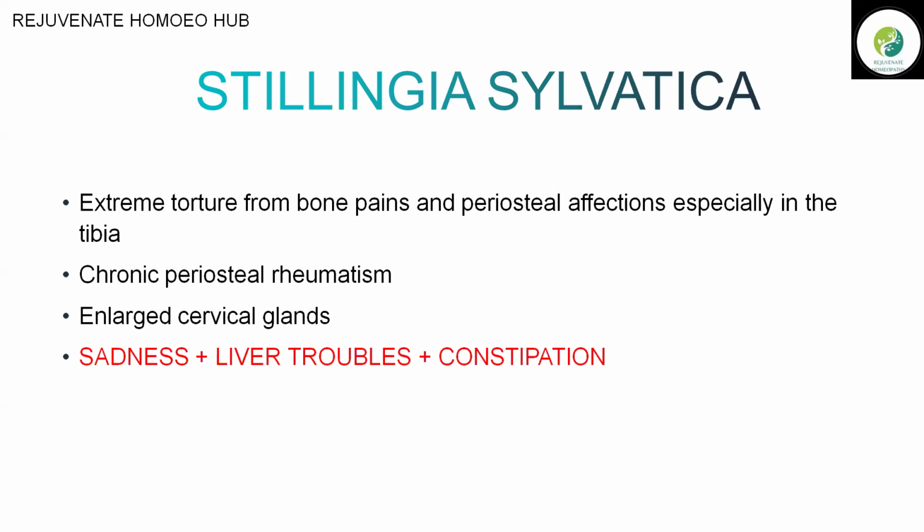Extreme torture from bony pains and periosteal affections, especially in the tibia. Chronic periosteal rheumatism, enlarged cervical glands with lot of sadness, that is melancholic like constitution, temperament, liver troubles and constipation.